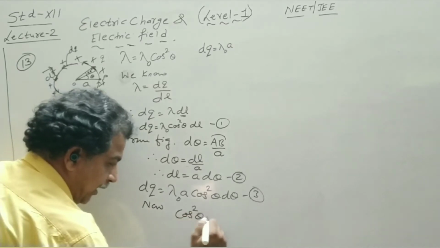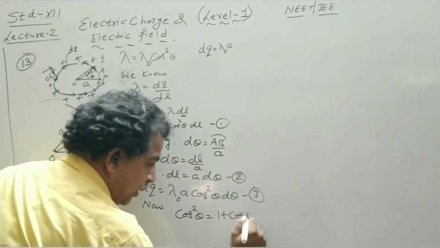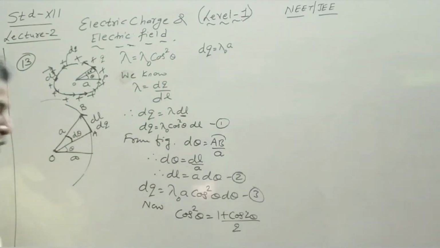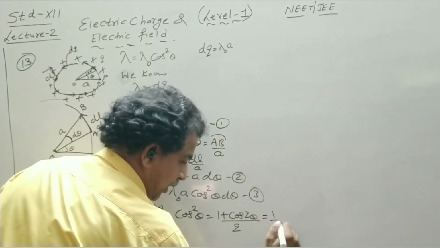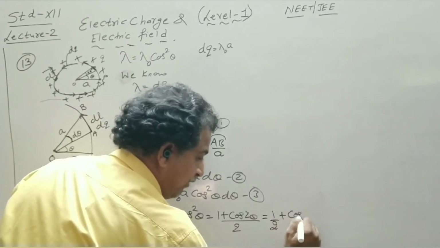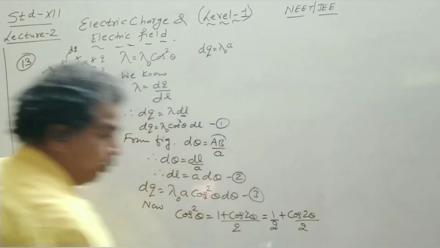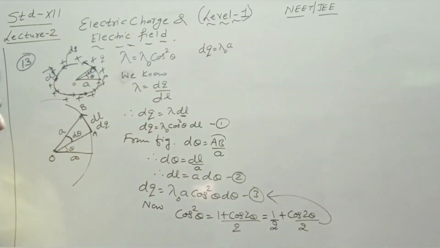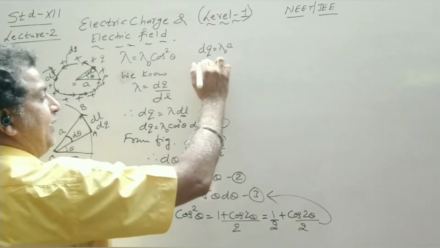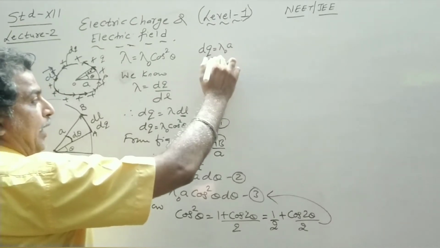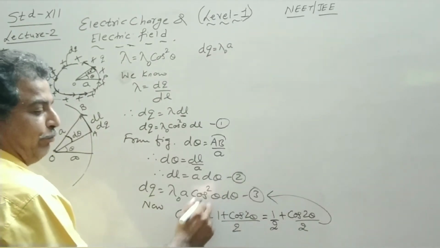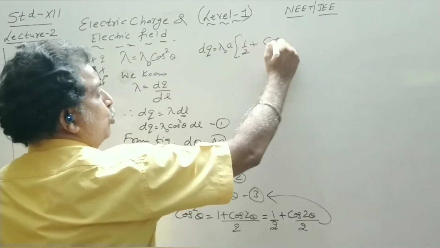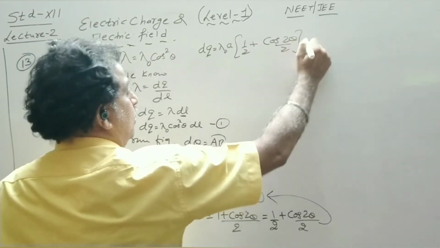Now mathematically cos square theta is (1 plus cos 2 theta) by 2. Mathematics students know this formula, bio students have to learn this. I write this formula as half plus cos 2 theta by 2. So substituting this value in equation number 4, we can write dq is equal to lambda naught A, in the place of cos square theta, I am writing half plus cos 2 theta by 2, d theta.